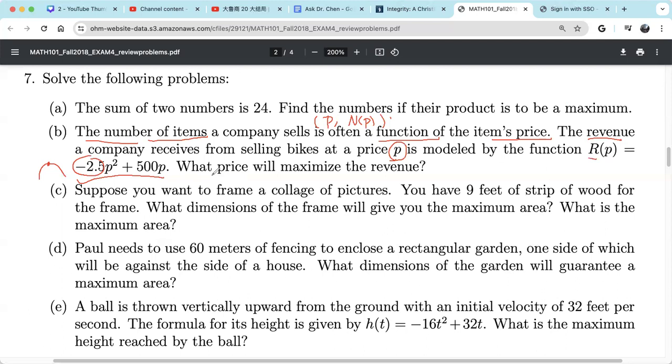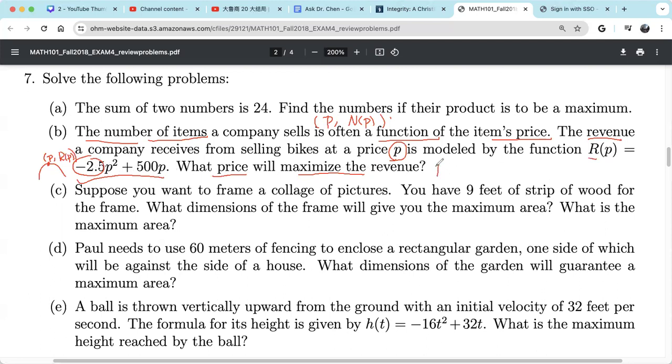So the question: what price will maximize the revenue? That means we want to find this price and the revenue at this point. This is a very common question in business. So what do we do? We do the same thing. We have it in the standard form, AX squared plus BX form.